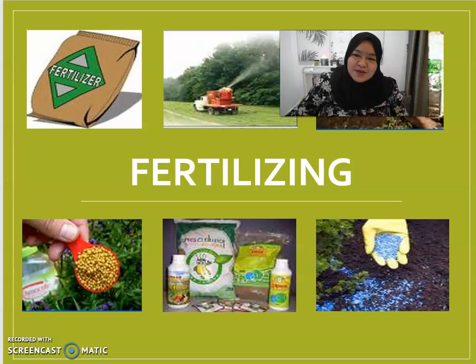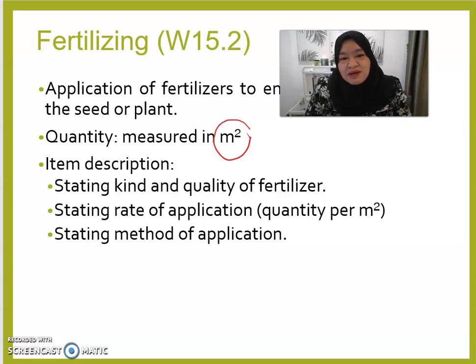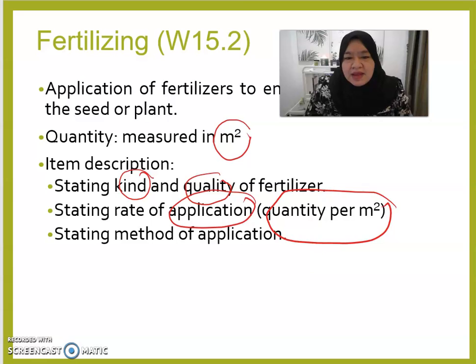Fertilizing also needs to be referred to W15.2, still under the same clause. It is the application of fertilizer to enhance growth of the seed or plant. It also needs to be measured in meter square. And you need to mention the kind and quality of the fertilizer that you are using, the rate of application, quantity per meter square, and the method of application. It should also be mentioned in your description.